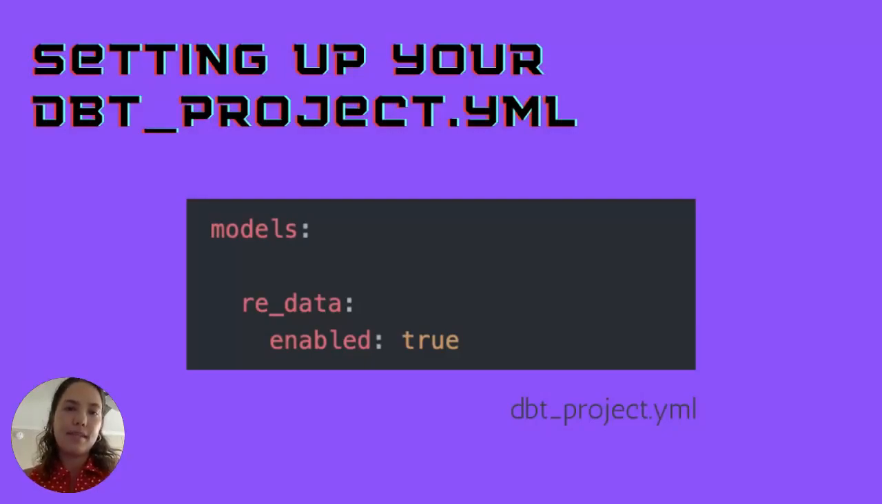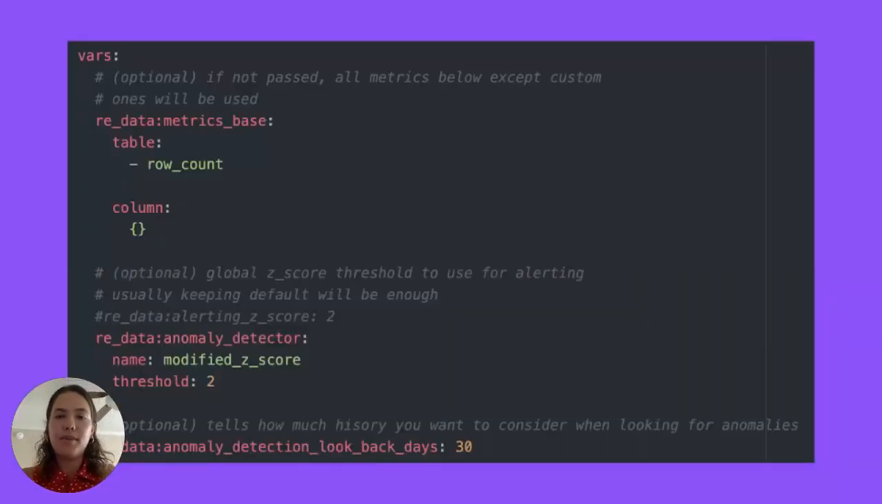So setting up your dbt_project.yaml. re_data is basically a dbt model. So you set it up kind of like you would a regular dbt model. You just define it under the models block within your dbt_project.yaml file, and you set the enabled block to be true. And then also within the same dbt_project.yaml file, you want to define some variables that re_data is going to use to do all of these calculations and generate these tables within your warehouse.